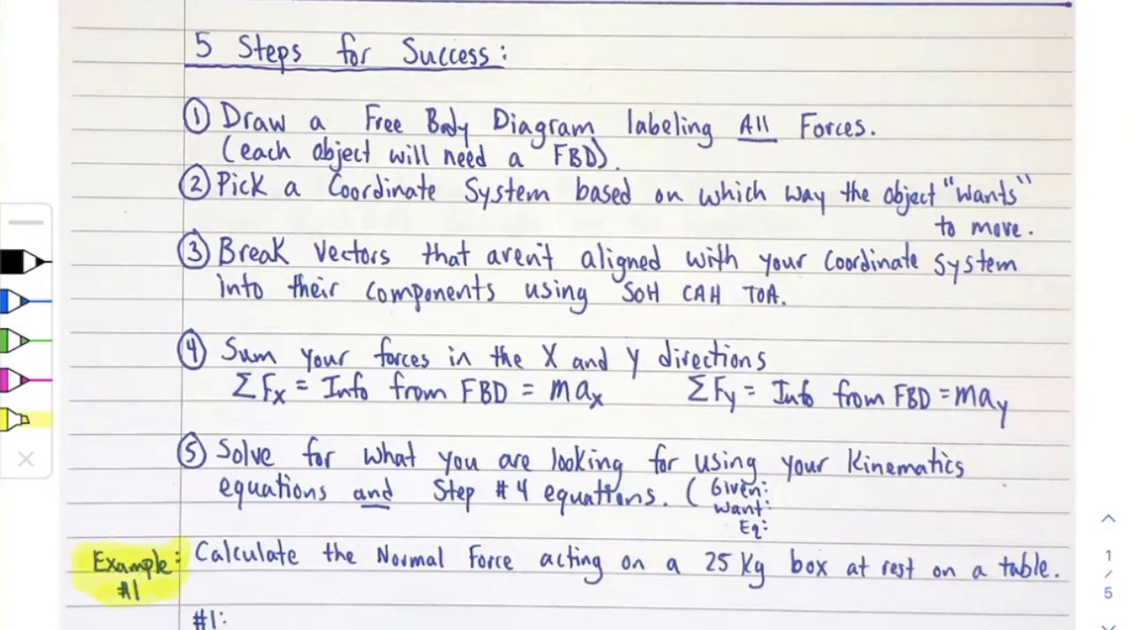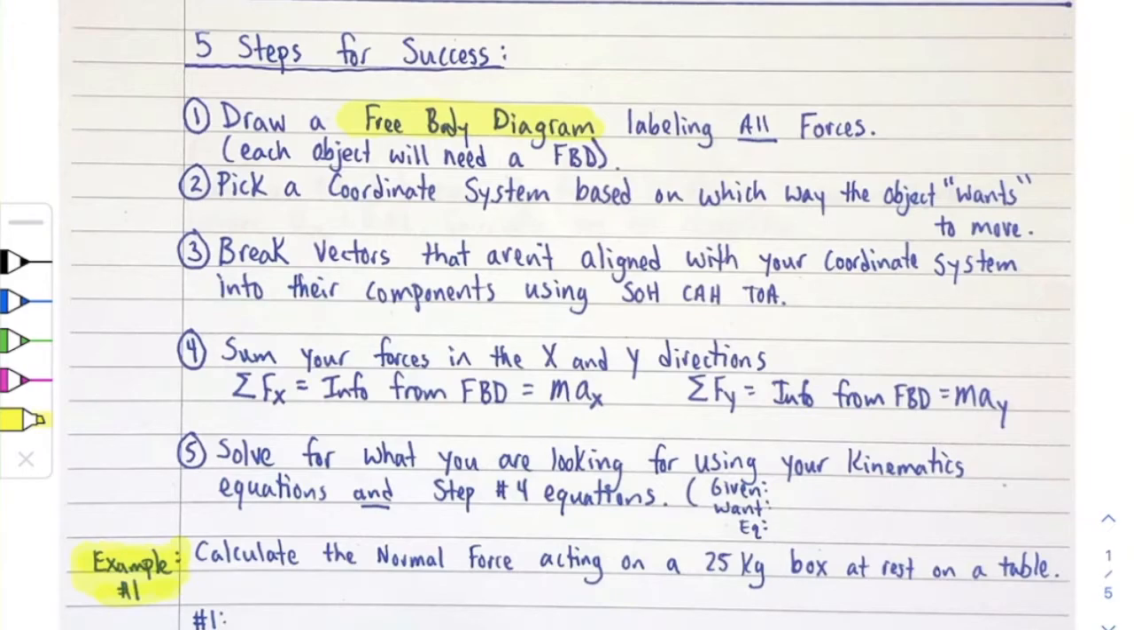It's pretty catchy. So step number 1 says draw a free body diagram labeling all forces. Each object will need an FBD. This is actually what we did last time. We talked about what a free body diagram does, and that's why we spent a long time making sure we can draw them, because it's the first step in the 5 steps for success. If we have an incorrect step and we mess up on number 1, then steps 2, 3, 4, and 5 don't work. So step number 1, draw the FBD.